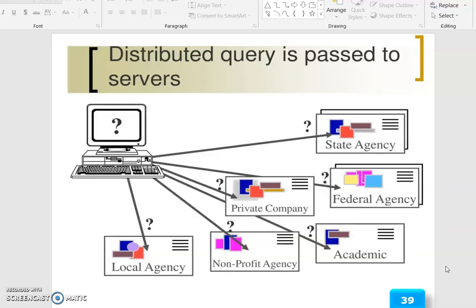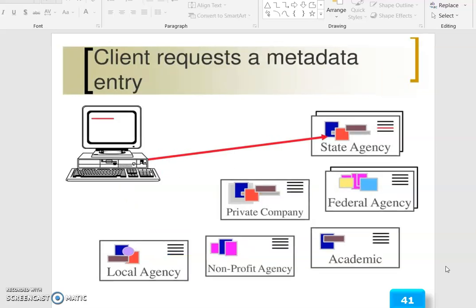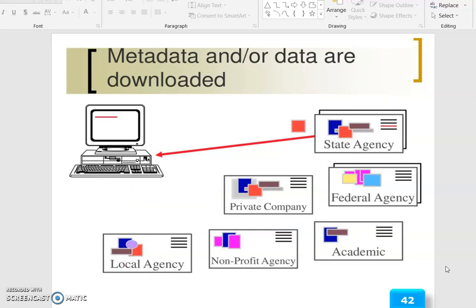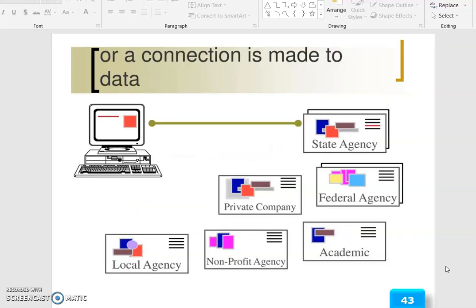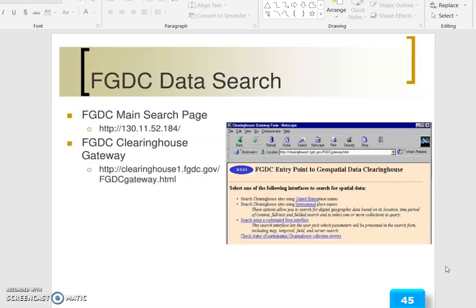So the distributed query is passed to the server, then results are returned as headlines, then the client requests a metadata entry, and metadata and/or data are downloaded, or a connection is made to the data. So the clearinghouse approaches: client, metadata, spatial data set. So use international voluntary consensus standards, develop free reference implementations and software for public and commercial reuse, and promote a common vocabulary for geospatial data discovery on the internet.